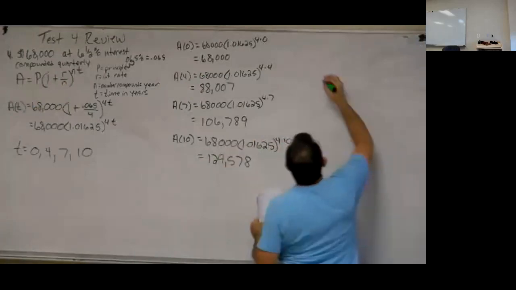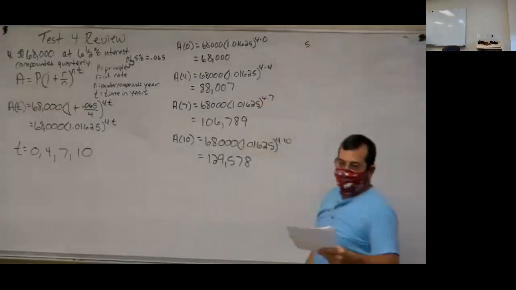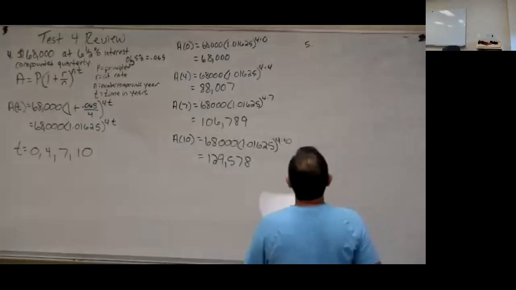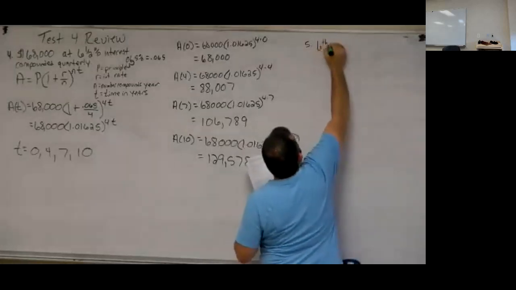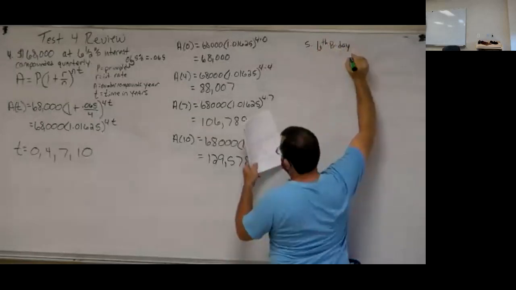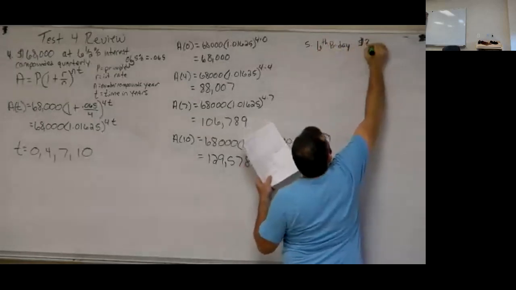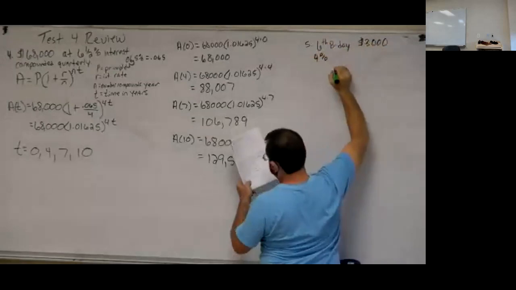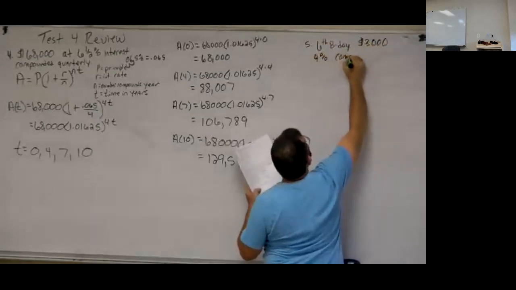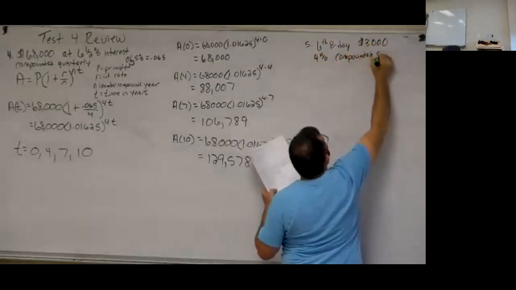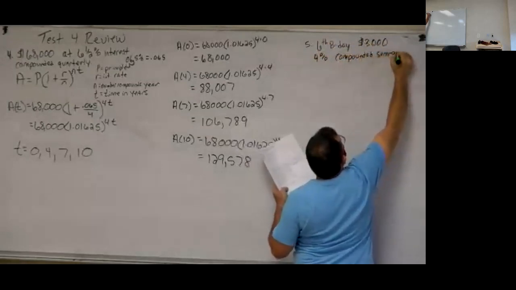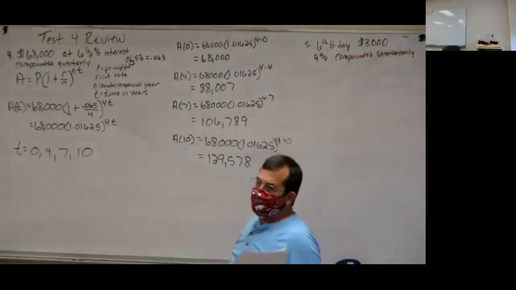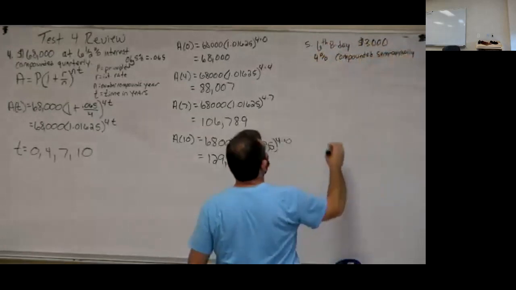All right, let's see. 5 is the same type of problem, but 5 is the one where they gave you the little girl with her birthday. So on Melissa's 6th birthday, she got a $3,000 CD that earns 4% interest, compounded semi-annually. If it matures on her 12th birthday, how much money is available?